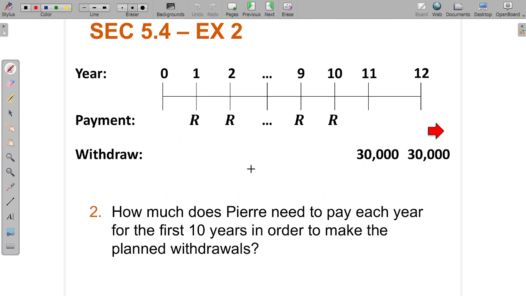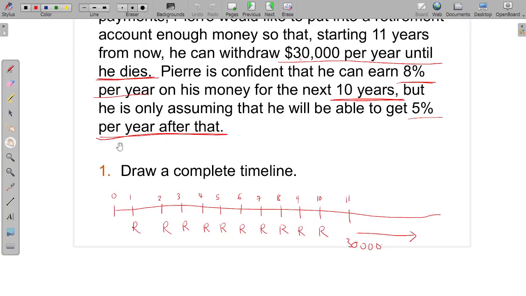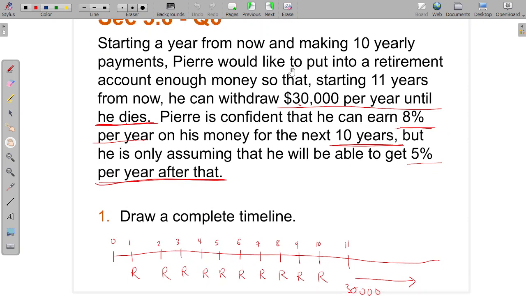Now, how much does Perry need to pay each year for the first 10 years in order to make the planned withdrawals? If you look at the question, Perry is to pay a certain amount of money for the next 10 years. So we are looking at payments in the future. Now you need to know, is this annuity due or ordinary annuity?